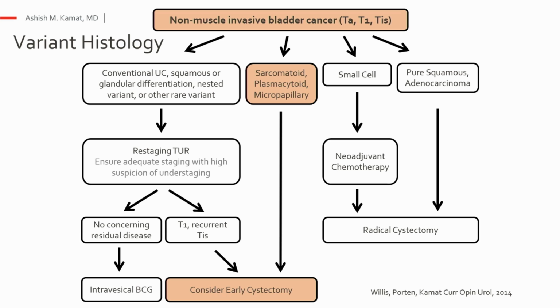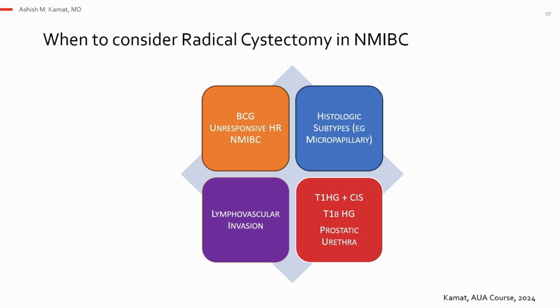So just to summarize that, this is a review that was published by Dan Willis and Seema Porton. You can see here that the way to think about non-invasive disease, if the histologic subtypes are sarcomatoid, plasmacytoid, or micropapillary, consider early radical cystectomy. If it's small cell, which is neuroendocrine differentiation, you always have to consider any small cell in the bladder as a local manifestation of a systemic disease. You should use chemotherapy first, and then you could use whatever you want in the bladder, including observation, or consider radical cystectomy. And if it's pure squamous or adeno, we all know you need radical cystectomy for that patient.